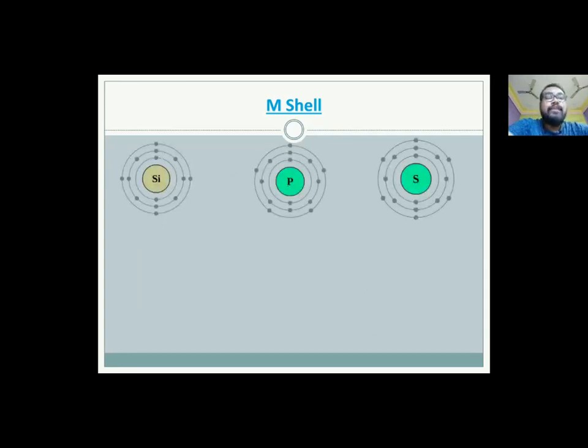For sulfur there are 6 electrons in the outermost shell. For phosphorus there are 5 electrons in the outermost shell, and for silicon there are 4 electrons in the outermost shell.